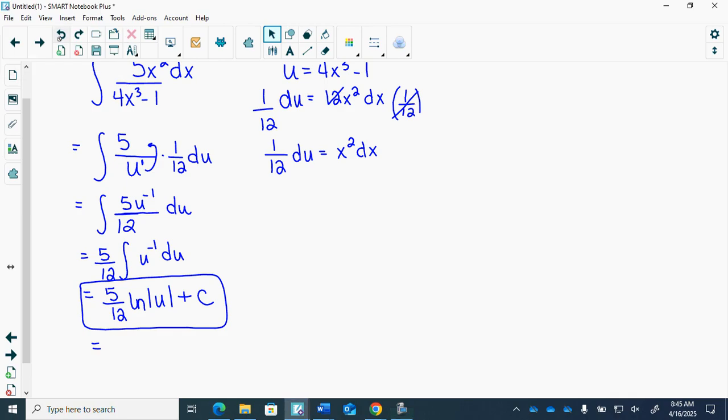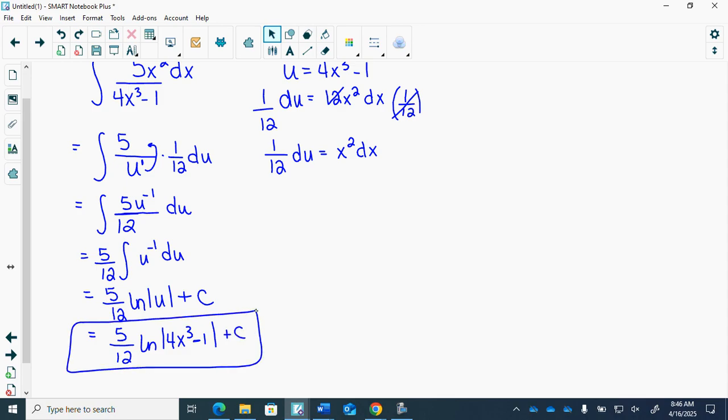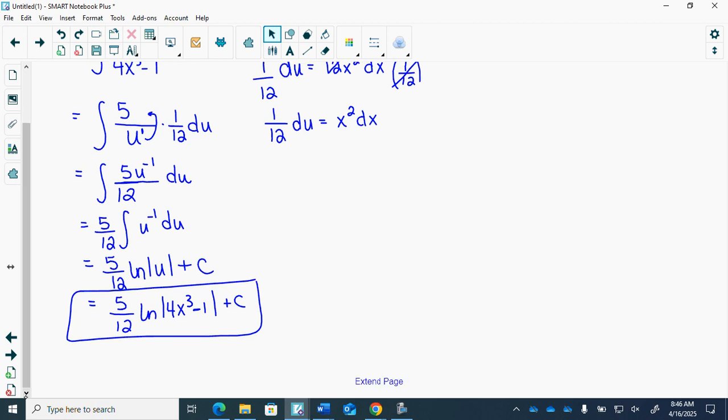Can undo what I did. Let's see. Don't take the whole thing. Okay, 5 over 12 ln absolute value 4x cubed minus 1 plus c. Now box. Okay, so these are indefinite integrals, which means we don't have an actual value to fill in, correct? We can't use the fundamental theorem of calculus where you plug in the highest minus the lowest, 1 on the top minus 1 on the bottom. So we have another one for you to try.